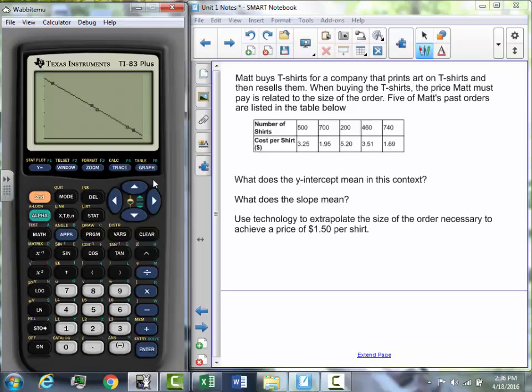Okay, so you've got LinReg twice. So we need this to start. L1 and L2 tells us where the data is from. We need one more comma. That's going to be this.